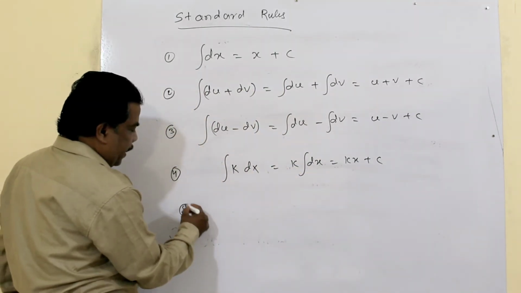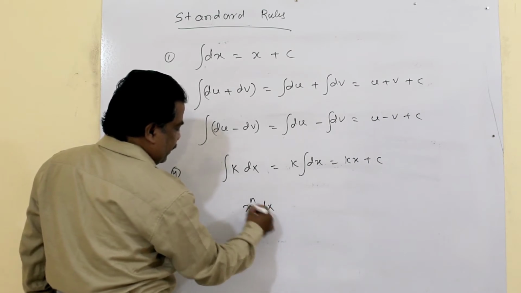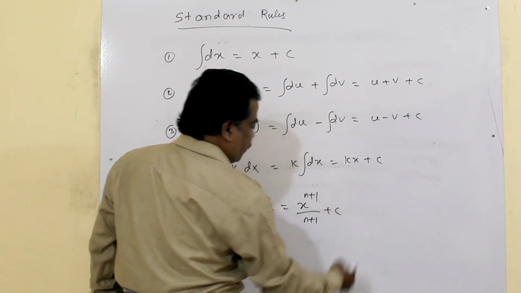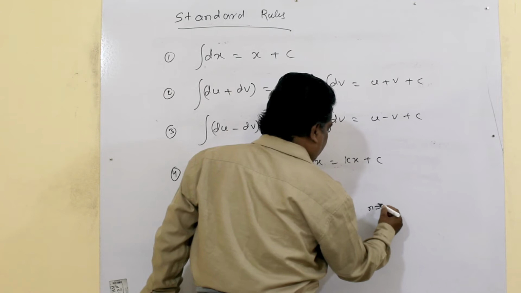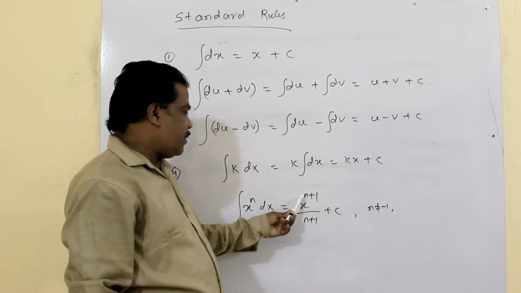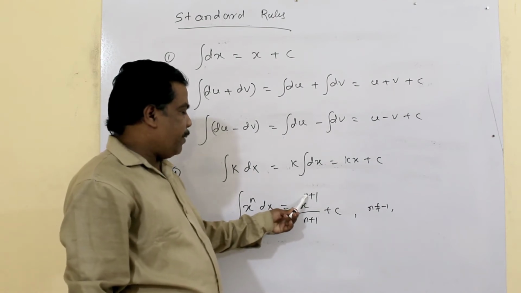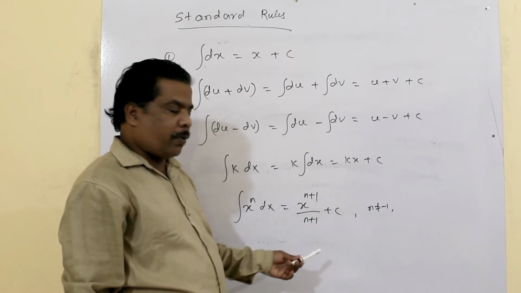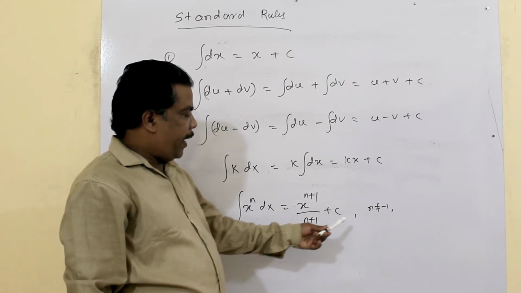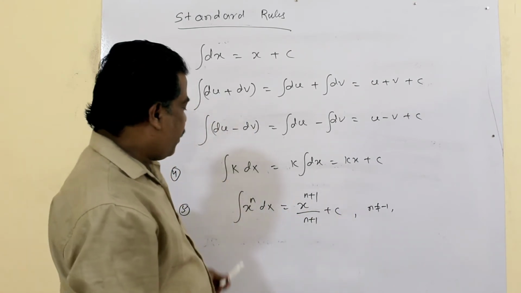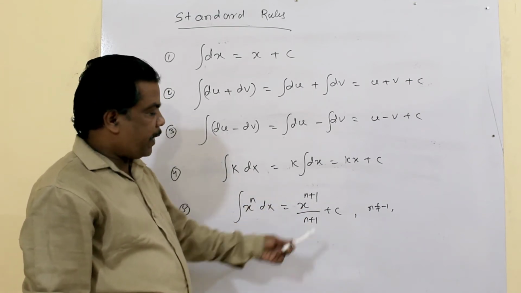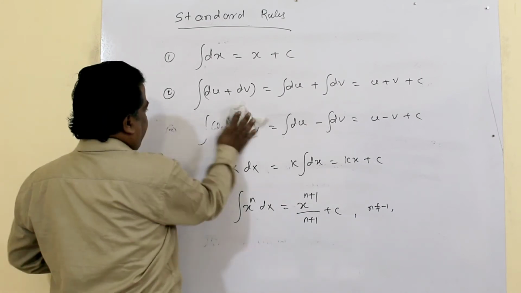Number 5, integral of x to the power n dx is equal to x to the power n plus 1 by n plus 1 plus c, where n is not equal to minus 1. n belongs to R, but n is never minus 1. So this formula for integral of x to the power n dx is valid for all n except n equal to minus 1. Number 6.